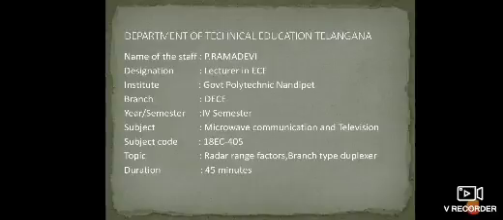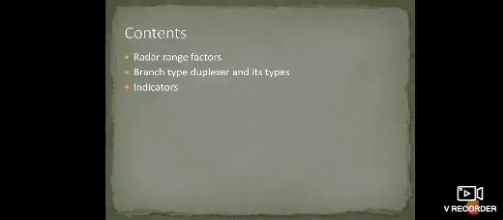Today's topic is radar range factors, branch type duplexer. In the previous session, I told about what a radar is, what the principle of working in a radar is, and what the advantages and disadvantages of a radar are. And I told about the classification of radars.